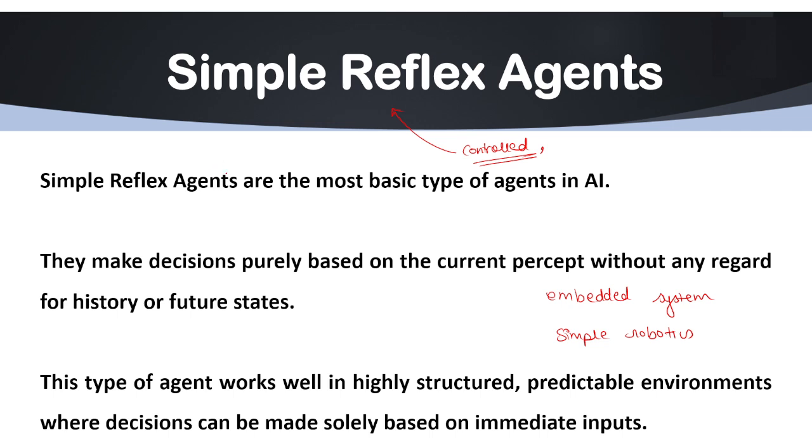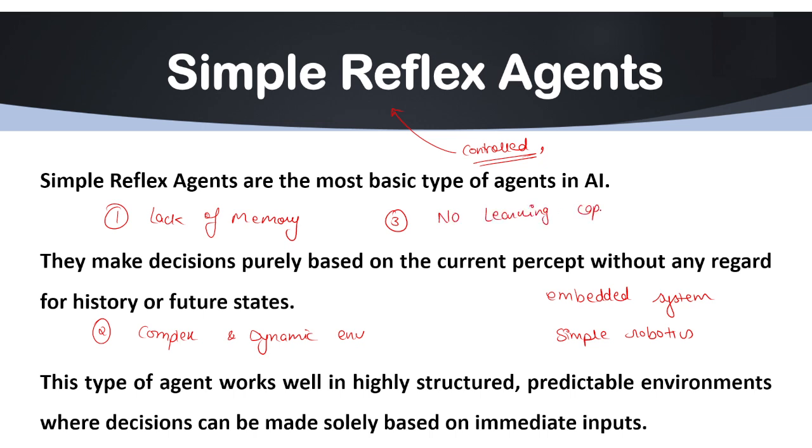Now let's talk about its limitations. So the first limitation we have discussed, that is it has no memory, or we can say lack of memory is the limitation of simple reflex agent. Second disadvantage or limitation is it is not suitable for complex and dynamic environments. Another limitation is it has no learning capacity or capability. That means they cannot improve their performance over time since they don't adapt based on past experiences. That's why no learning capability is there in simple reflex agents.